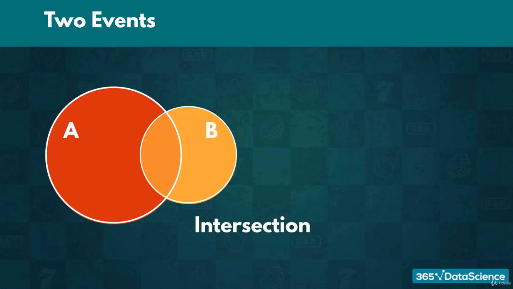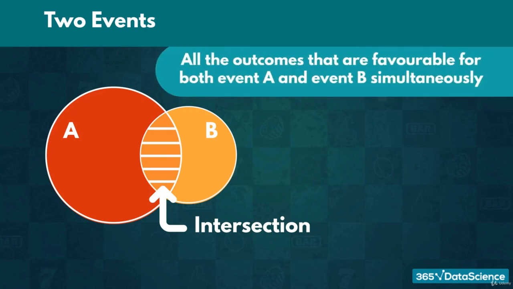Graphically, the intersection is exactly as the name suggests, the area where these events intersect. It consists of all the outcomes that are favorable for both event A and event B simultaneously, as we denote it as A intersect B.